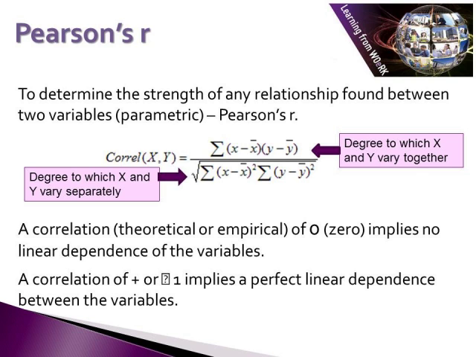The null hypothesis, okay, is that there is no relationship in the population, and therefore any correlation that is observed is due to sampling error. A correlation, either theoretical or empirical, of 0 implies absolutely no linear dependence on the variables. A correlation of either +1 or -1 implies a perfect linear dependence of variables, and we illustrate this on the following slide.